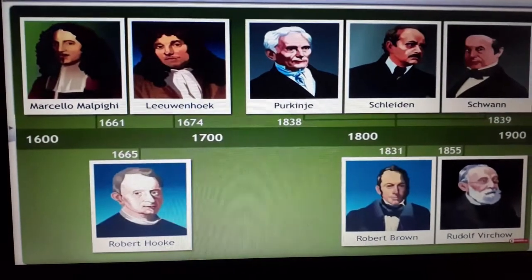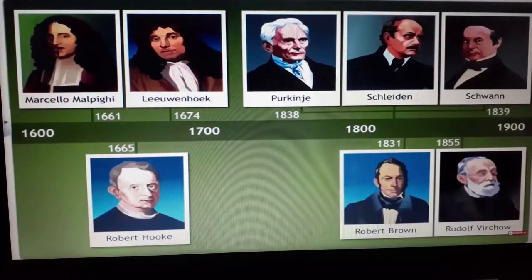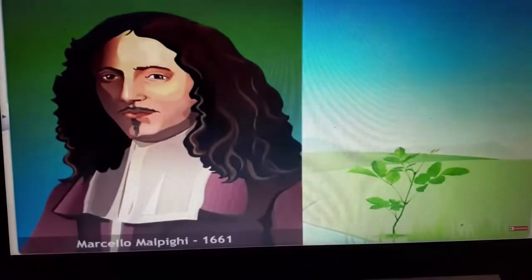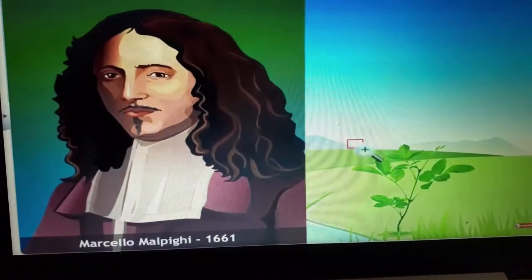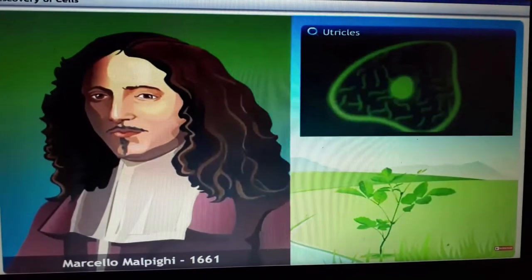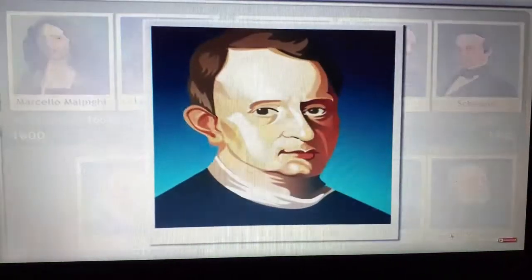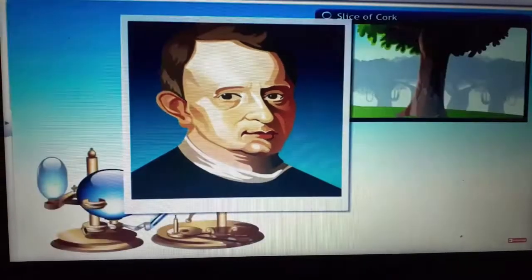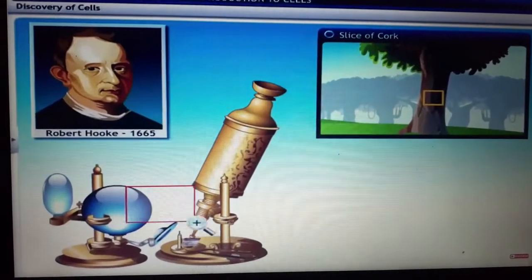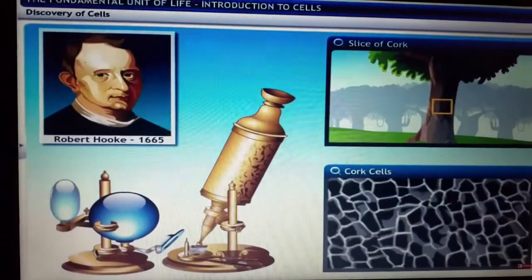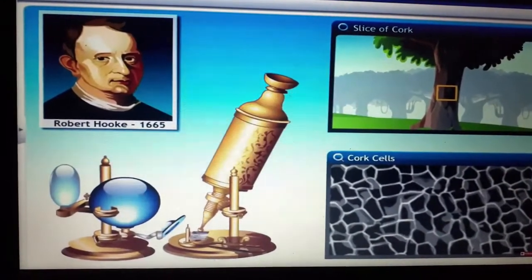The discovery of cells dates back to the 17th century and is associated with the invention of microscopes. Marcello Malpighi, a microscopist, proposed that plants are made of tiny structural units called utricles. In 1665, Robert Hooke, an English scientist, looked at a thin slice of cork through a compound microscope. He observed many tiny, hollow, room-like structures that resembled a honeycomb and called them cells.